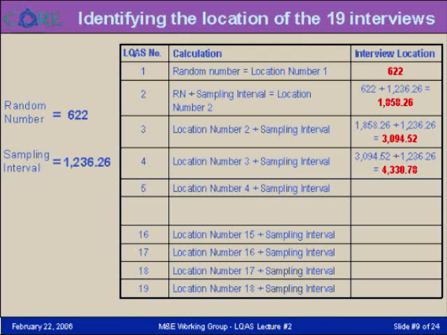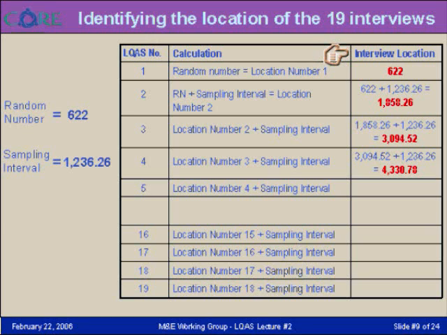Before we get into step number 5, we're going to work out with this particular table in order to identify the locations of the 19 interviews. And for doing so, we are going to come up with a table with 3 columns. As you see here in the slide, the first column will be the LQAS number, all those 19 interviews or locations that we want to select. Then a column for the calculations that we are going to explain in a few minutes. And then the interview location.